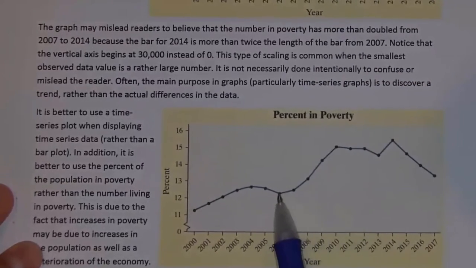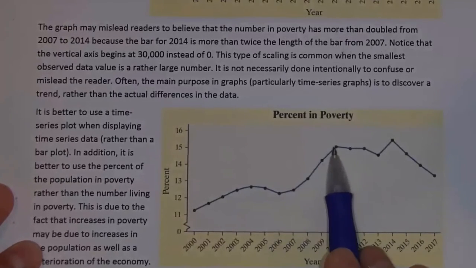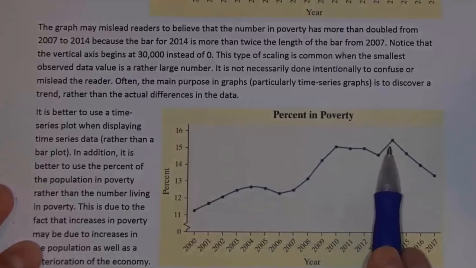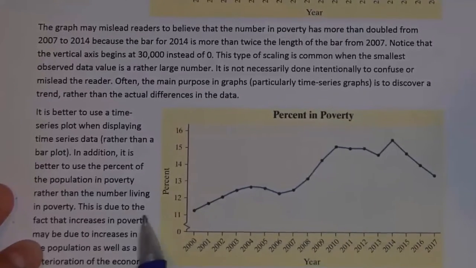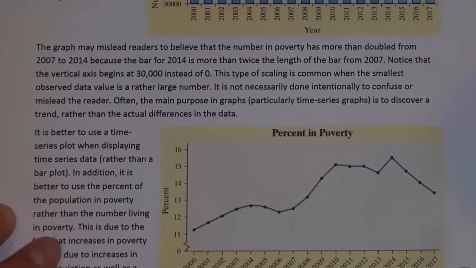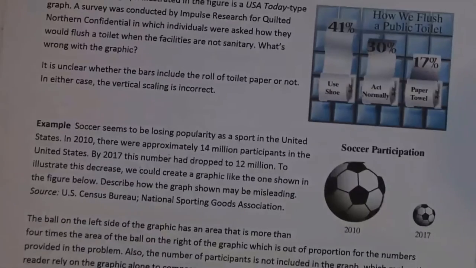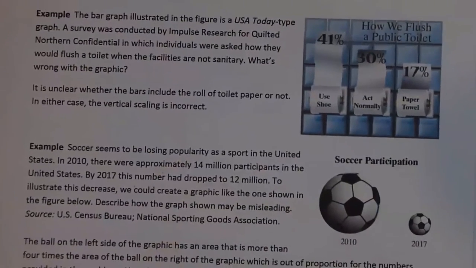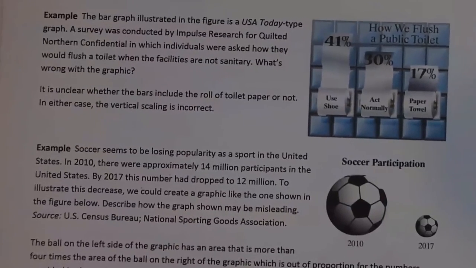Then it went back up, and it actually went back up at a relatively stark amount, and then it decreased again, back up, and then decreased again. Anyway, the point is, it's a better comparison to look at the proportions and to do that using a time series plot than a bar graph. So again, just be mindful of those kinds of issues.